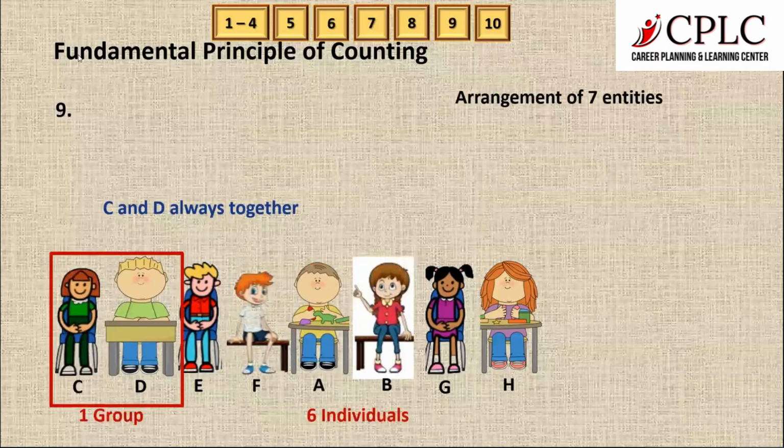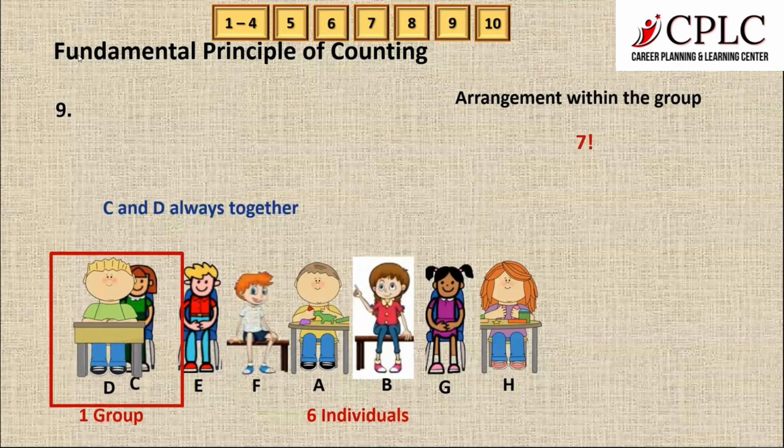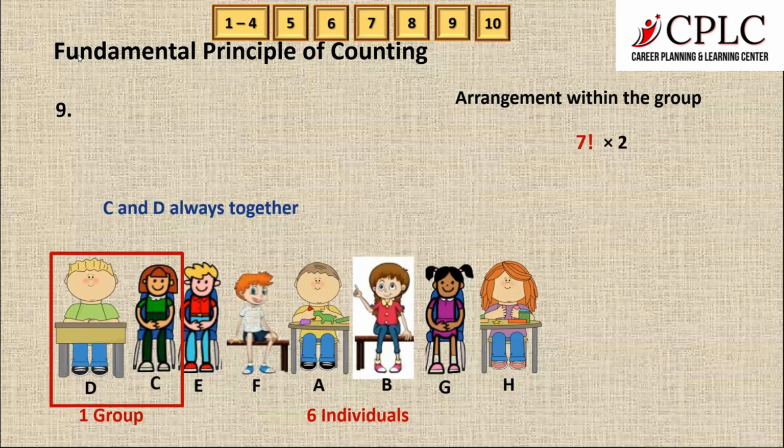So we have to make arrangement of 7 entities now. 7 children can be arranged in 7 factorial ways. C and D can also sit interchangeably, hence they can sit in 2 ways. So 7 factorial into 2 is the final answer, which is option 3.